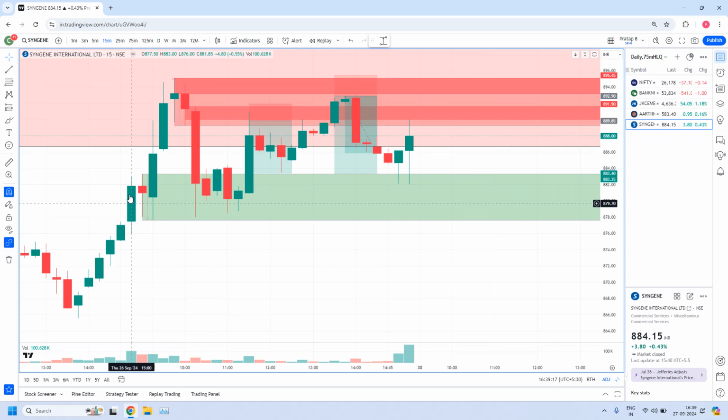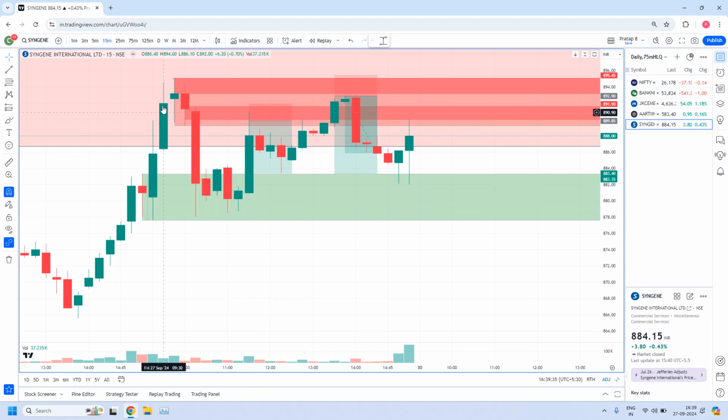All these, see, this is the large candle. This is the medium size candle. This is the large candle. Today the volatility is very high. That's why the candle sizes are very big. See, this is the tiny candle, a small size candle. Again, this is a medium size candle.